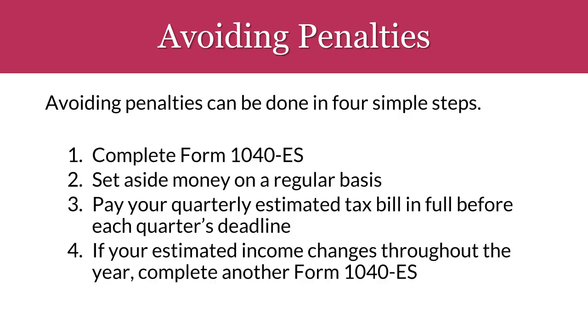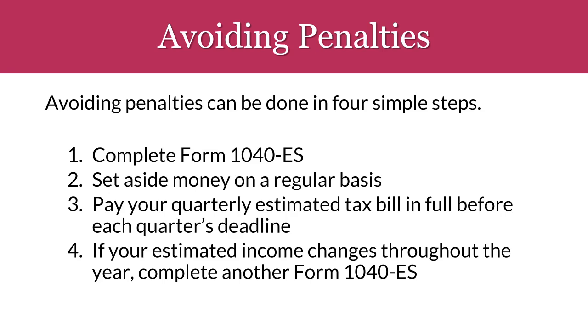Avoiding penalties can be done in 4 simple steps. Complete Form 1040-ES as accurately as possible to estimate your business income and self-employed estimated tax liability. Set aside money from your income on a regular basis, just like an employer withholds taxes from paychecks for W-2 employees. This withholding can happen at whatever frequency makes sense for your business: weekly, bi-weekly, monthly, or quarterly. Pay your quarterly estimated tax bill in full before each quarter's deadline. Put these deadlines on your calendar so you don't miss them.